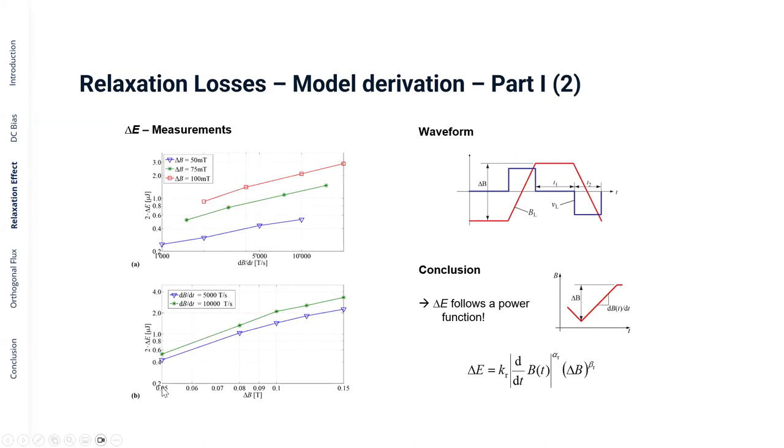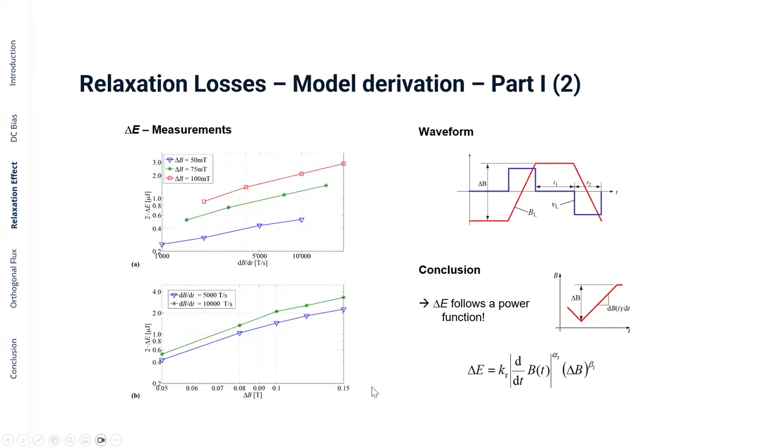And the same is true if you have delta B on the x-axis, it's again approximately a straight line in a double logarithmic plot, as here. Now, if you have a straight line in a double logarithmic plot, you can conclude that this is following a power function.